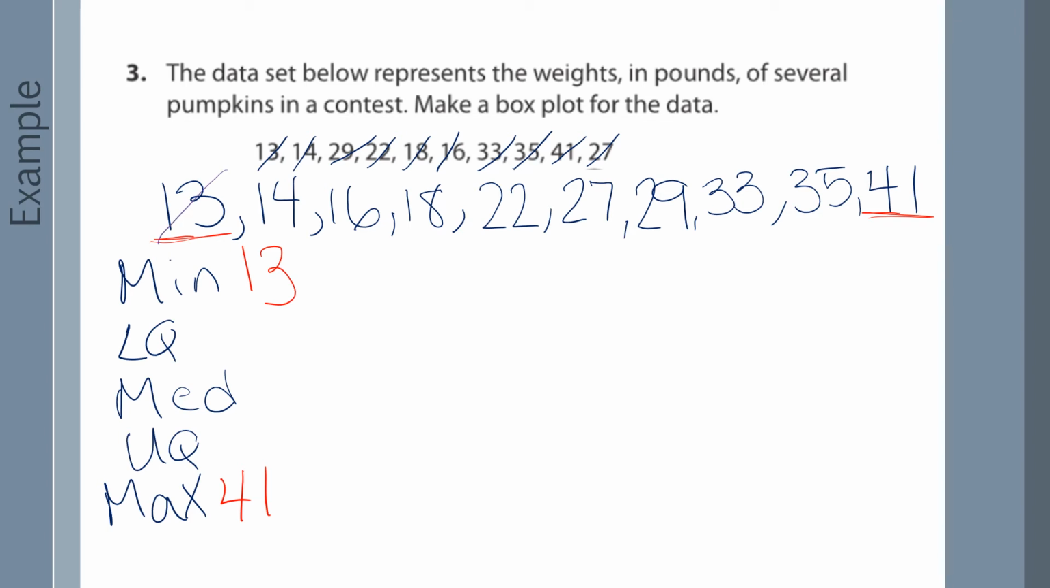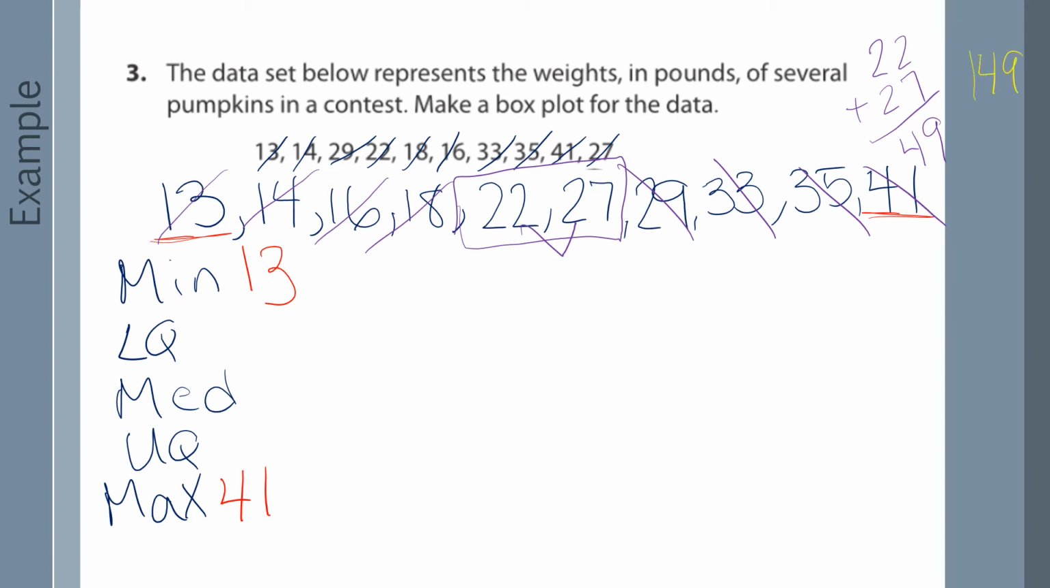So let's go ahead and just cross off to find where my middle number is. So left, right, left, right. Uh-oh, I have 2 numbers in the middle. So what we do, remember, is we want to average these together. So I'm just going to go off the side and say 22 plus 27, and that's going to give me 49. And then I have to find the average or the mean of that. So I'm going to do 49 divided by 2.